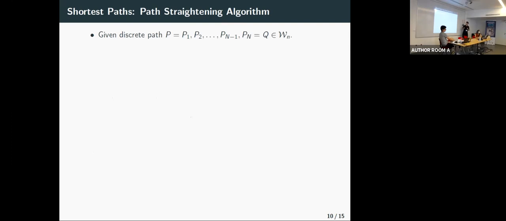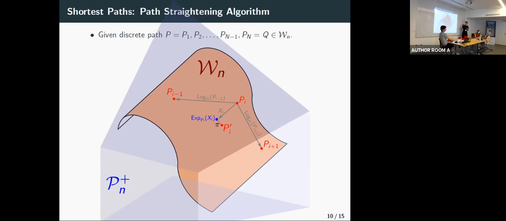Now the question is, can we make that path in some sense straighter, or in the same sense shorter, such that it actually is a geodesic in the end in this metric space? And for that, we use a particular algorithm, namely the path straightening algorithm. And just to show you how it basically works, it works in the sense that we use the ambient geometry.